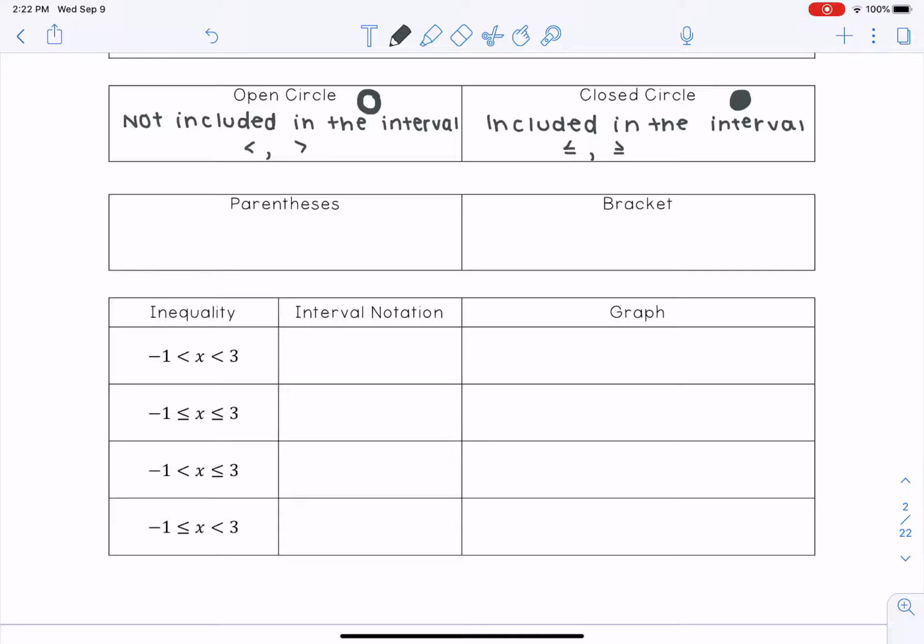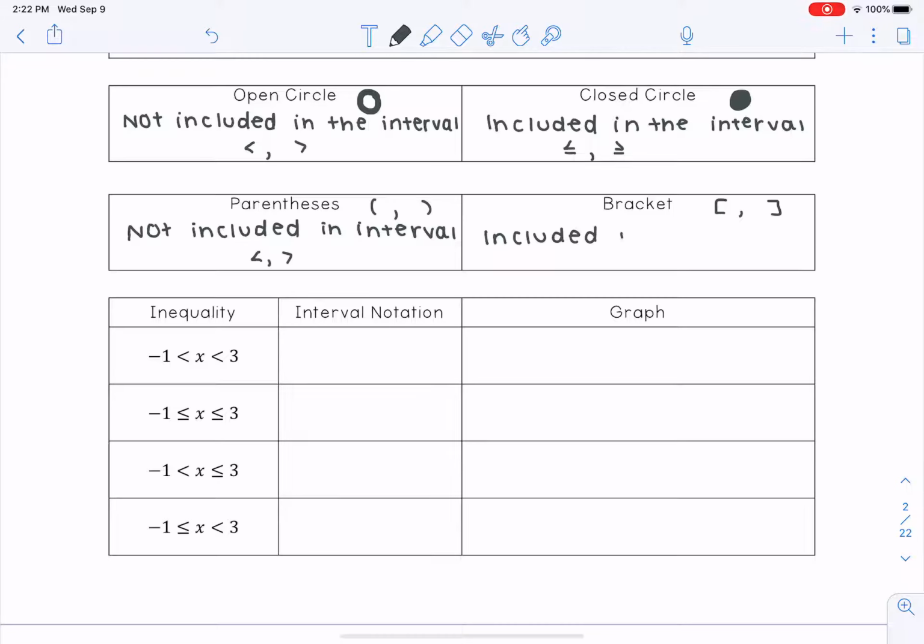We have the same thing with parentheses and brackets. Here's our parentheses, here's our brackets. Parentheses are not included in the interval, so again, for less than or greater than. And brackets are included in the interval, so for less than or equal to or greater than or equal to.